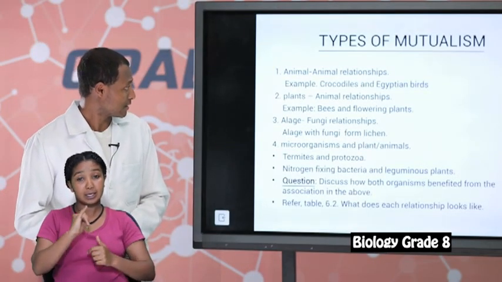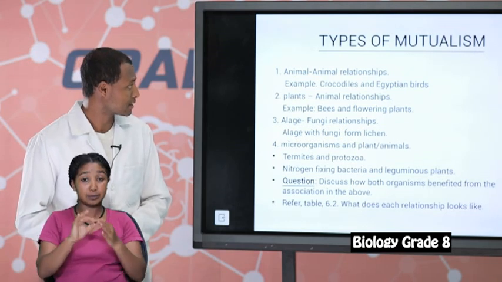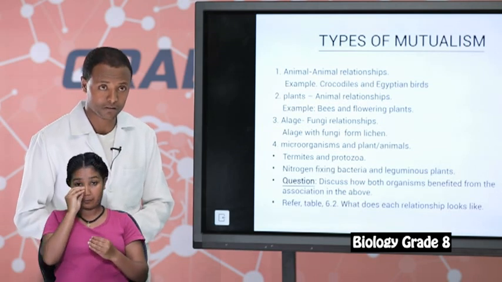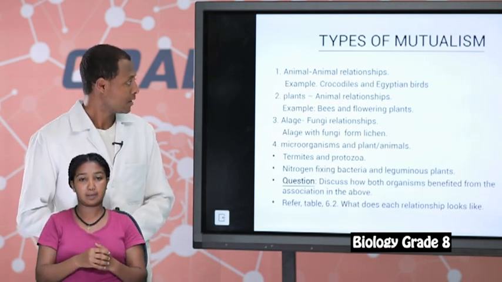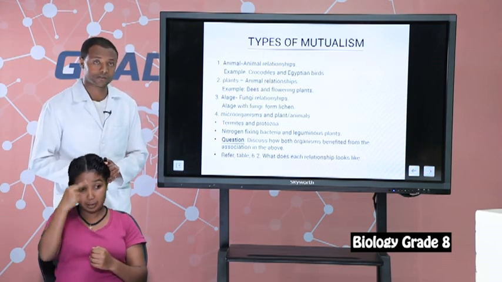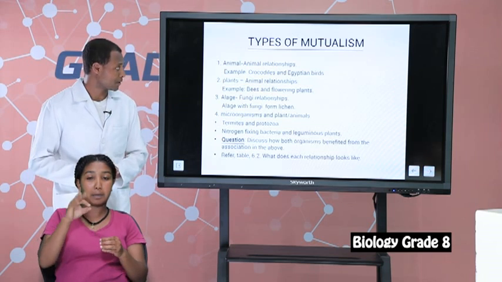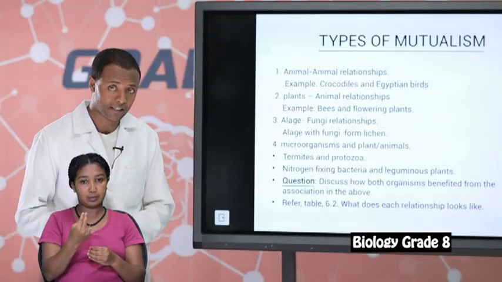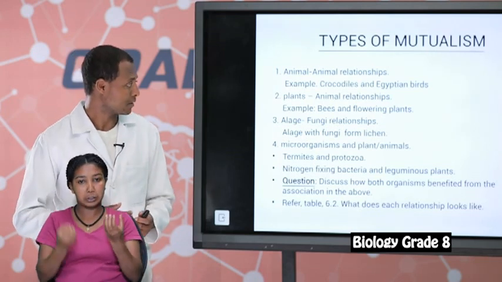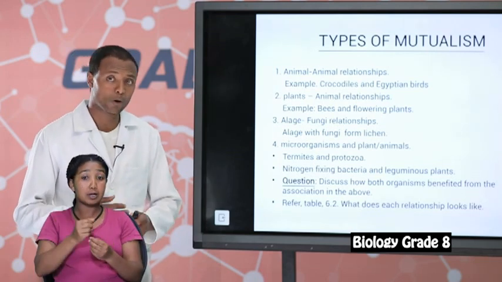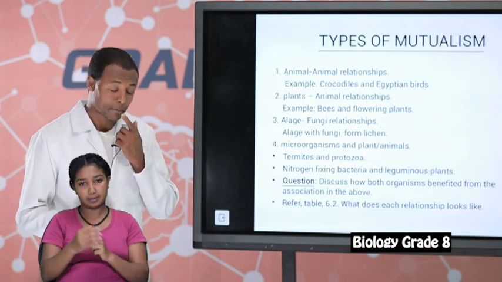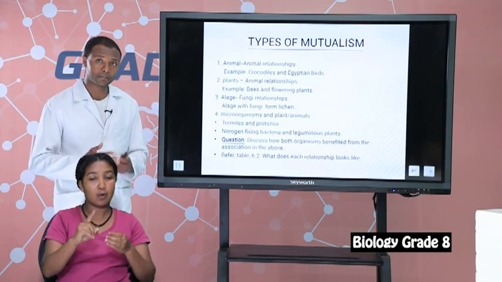The second is the relationship between plants and animals. This is bees and flowering plants, or insects and flowers. Bees benefit from the flower because they obtain nectar, their food, whereas plants also benefit from the insects in the form of pollination. That means bees are responsible for pollinating flowering plants. So the distribution of the flowering plants may be diverse.